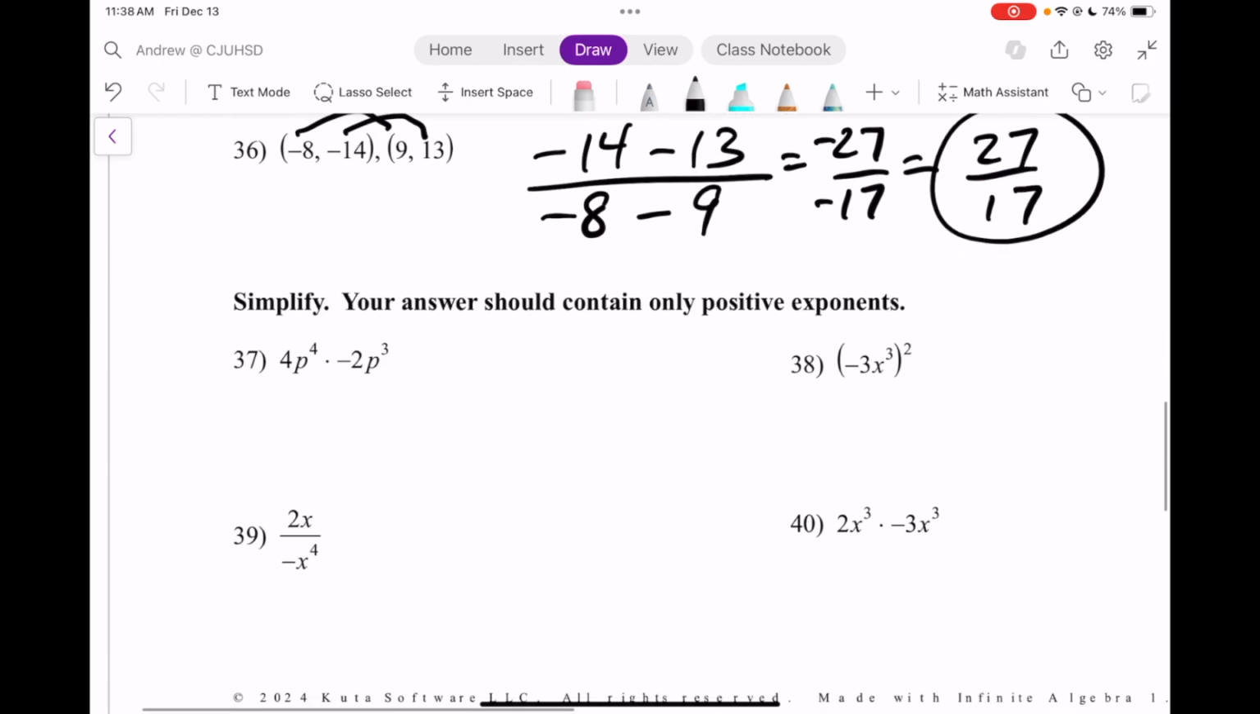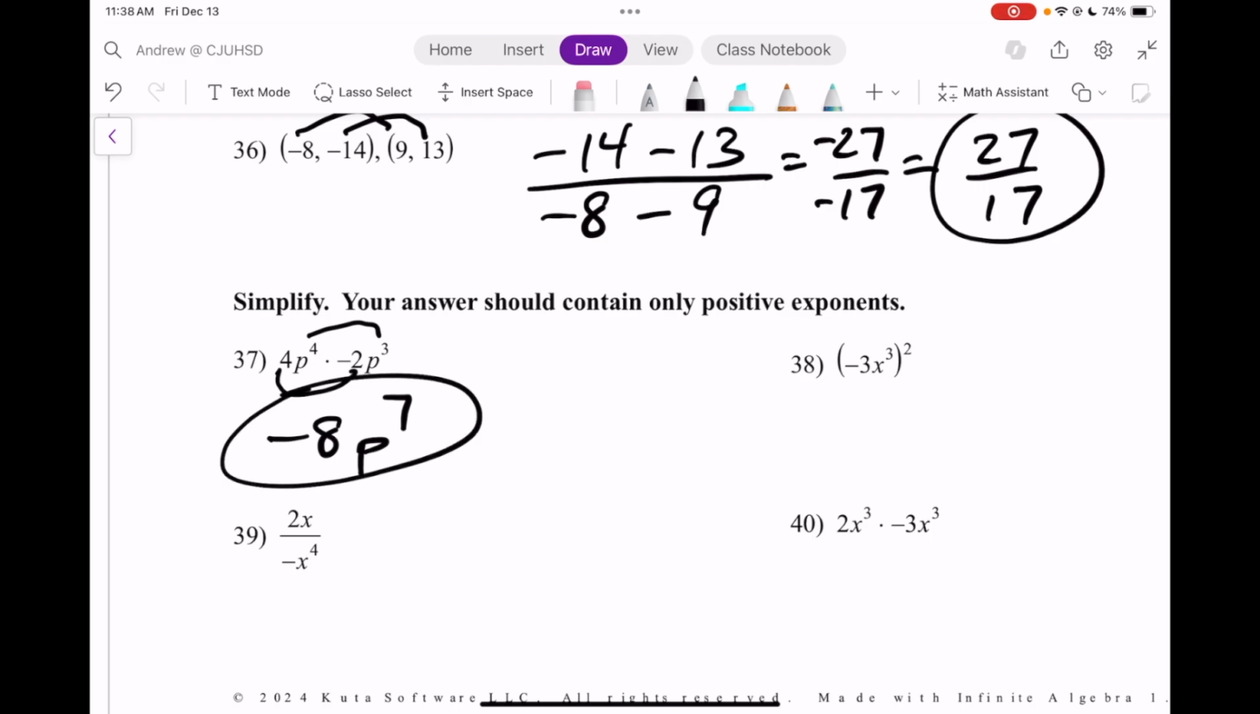Okay, now we have exponents. Remember, treat the numbers the same way you always treat numbers. 4 times negative 2 is negative 8. Now for our exponents, p to the 4th times p to the 3rd is p to the 7. You add them together. 38 is negative 3 x to the 3rd times another negative 3 x to the 3rd. So this is going to come out to be positive 9 x to the 6th. And of course you can figure out x to the 6th by doing 3 times 2 at the beginning.